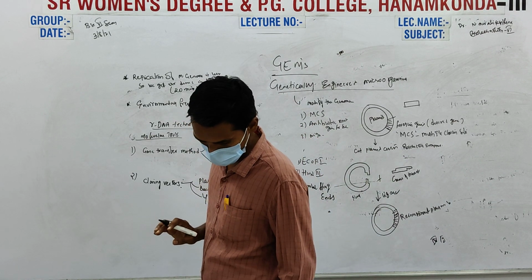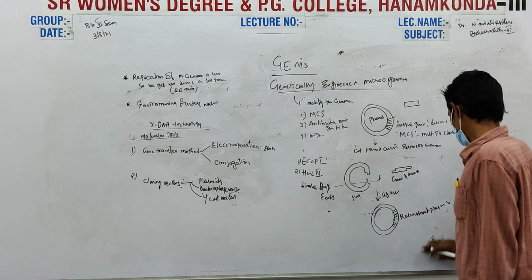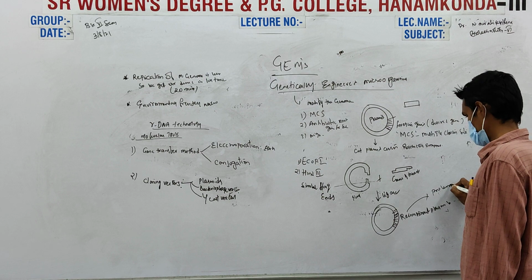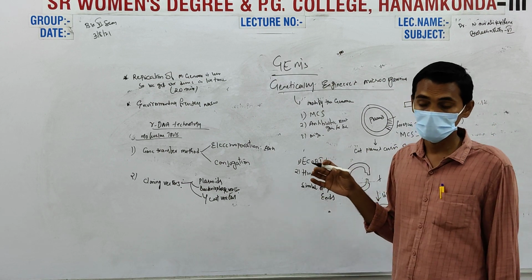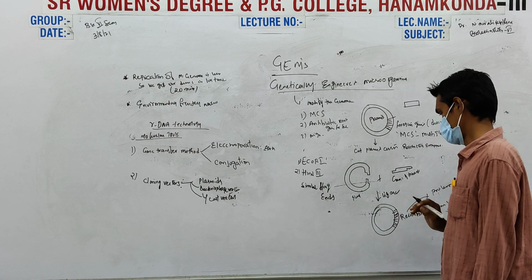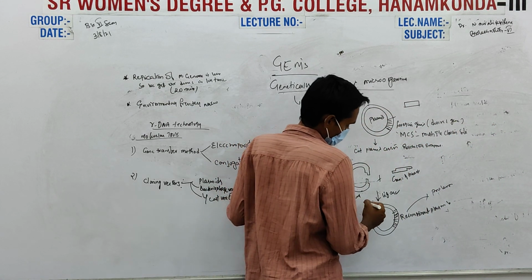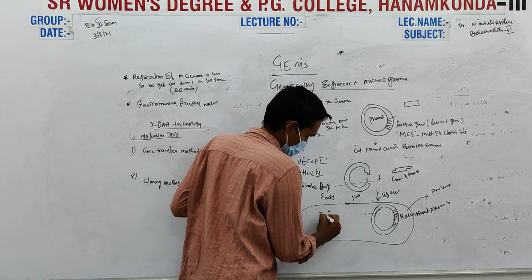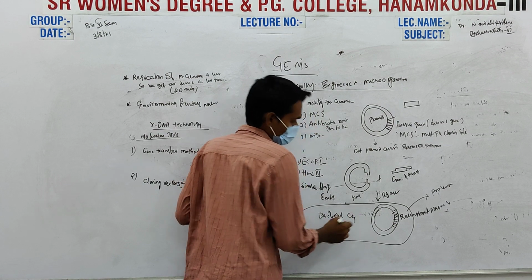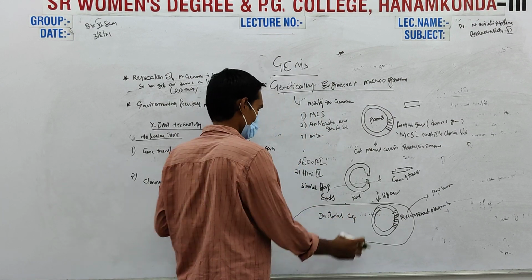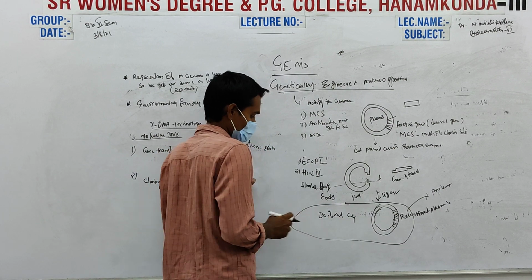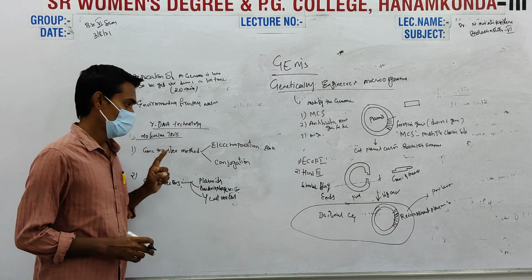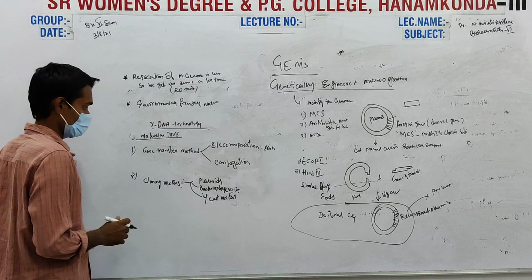This recombinant vector will produce the protein of interest, whatever the gene of interest expresses. The recombinant plasmid will be inserted into the bacterial cell. After formation of the recombinant plasmid, it will be introduced into the bacterial host system, either by electroporation or by conjugation. So this is the gene transfer method and cloning vectors.